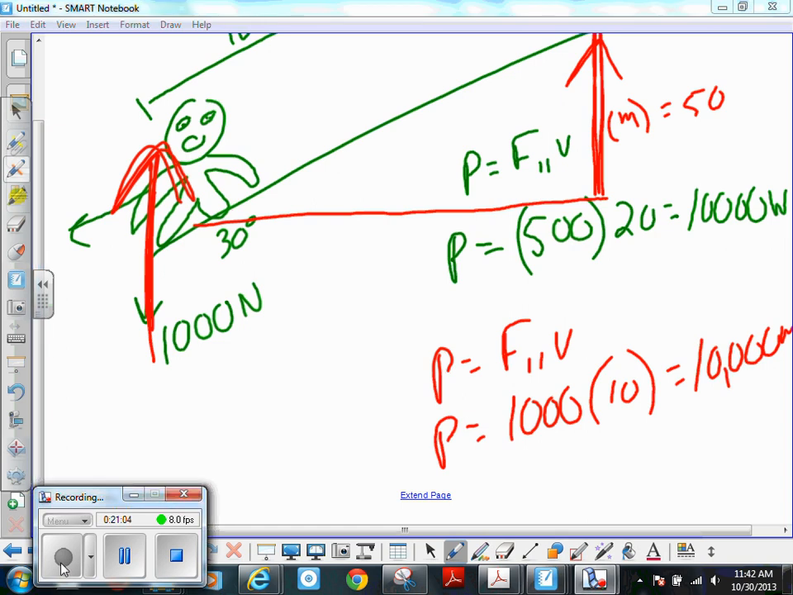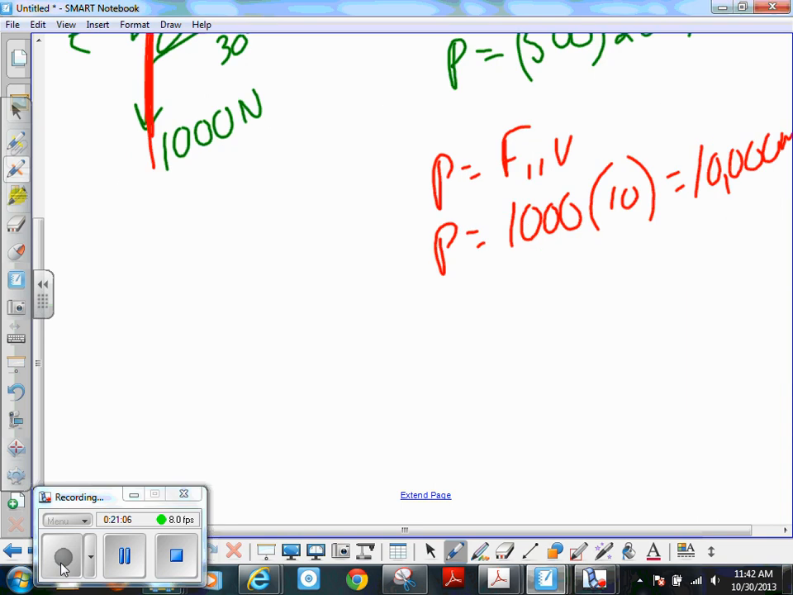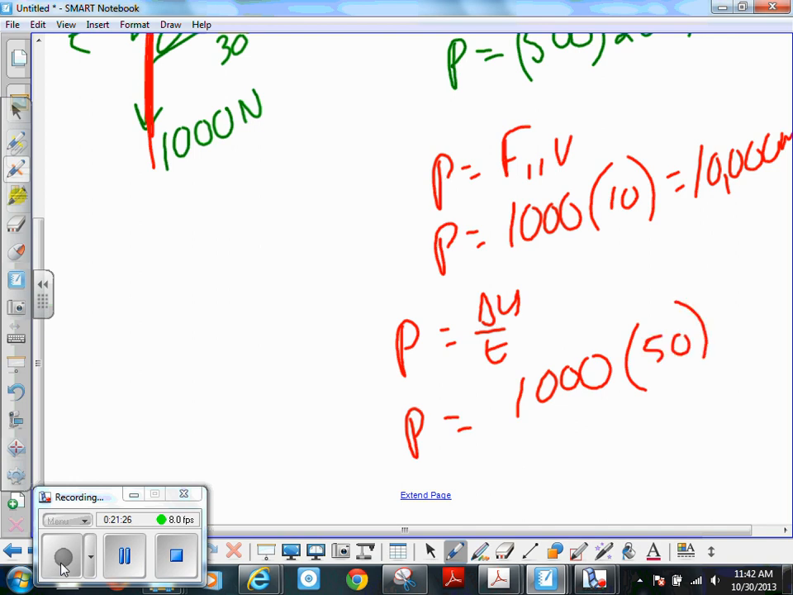So let's look at this. Could we say that power is change in potential per time? Yep, so power would be mg, which is 1,000, h, which is again that half thing, sine 30. So it's 50, again divided by 5. And we should get the same answer.